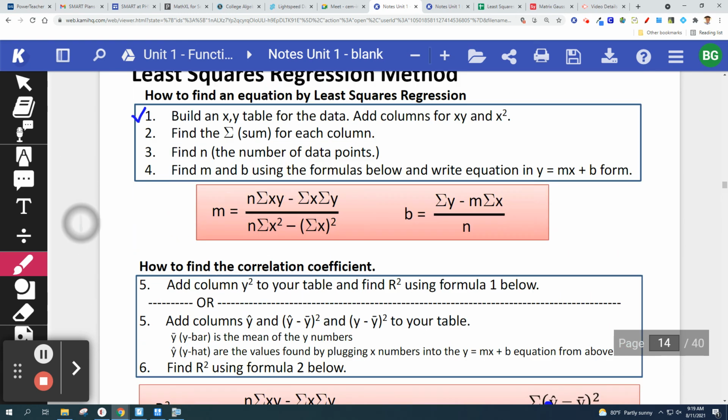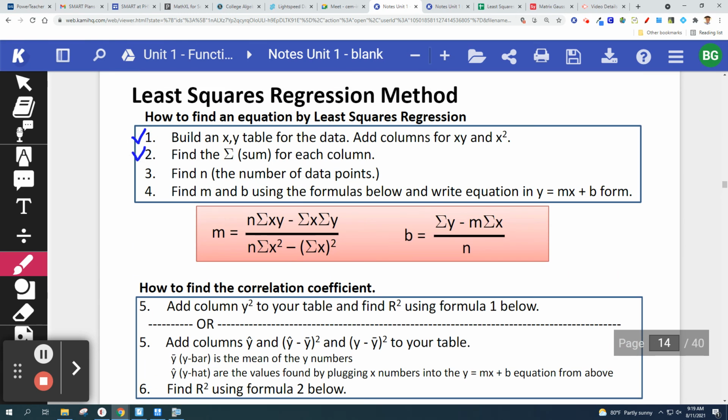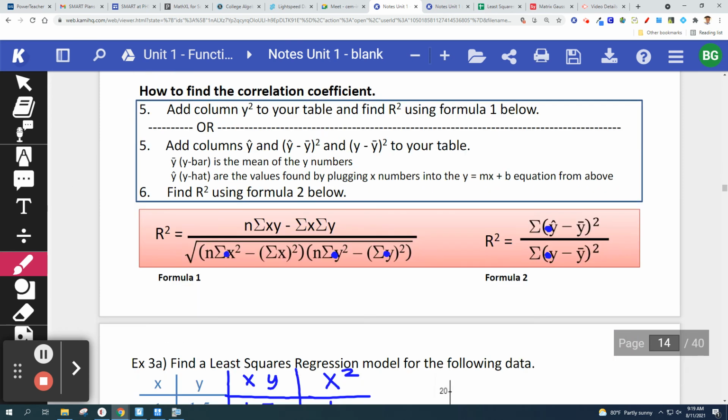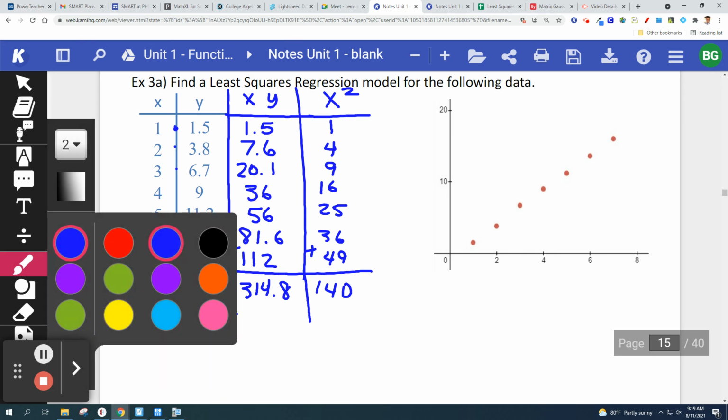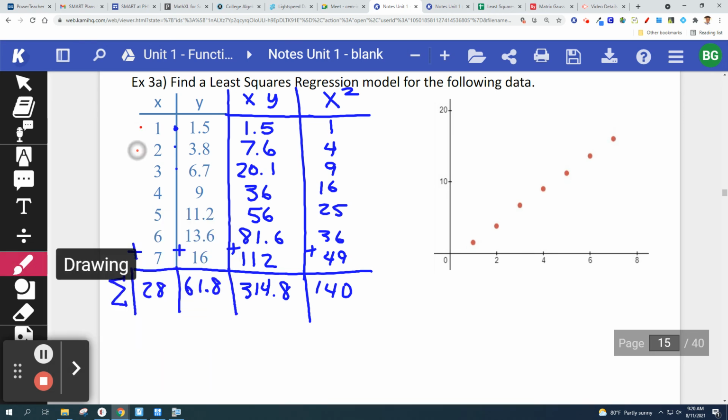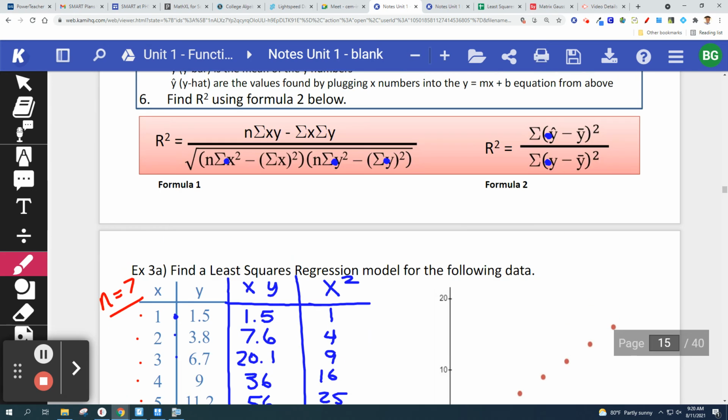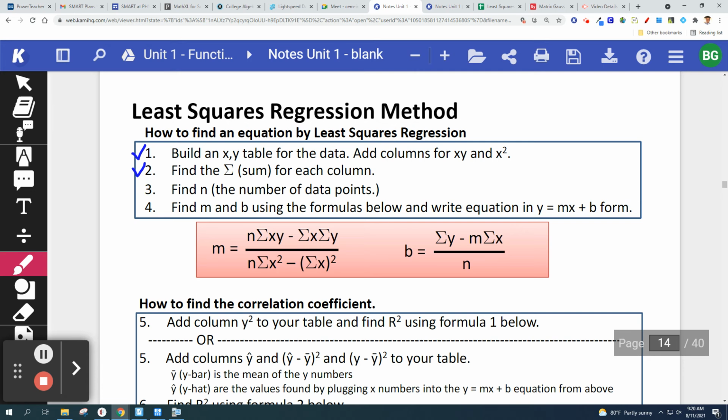So back to the steps. Step 2, find the sigmas. Done. Step 3 says find n, which is the number of data points. Sometimes people are confused by this, but literally this is the easiest step, because all this means is there's 1, 2, 3, 4, 5, 6, 7 data points. N equals 7. All I did was count up the number of data points in my problem. N is 7 because there are 7 sets of numbers, 7 data points.